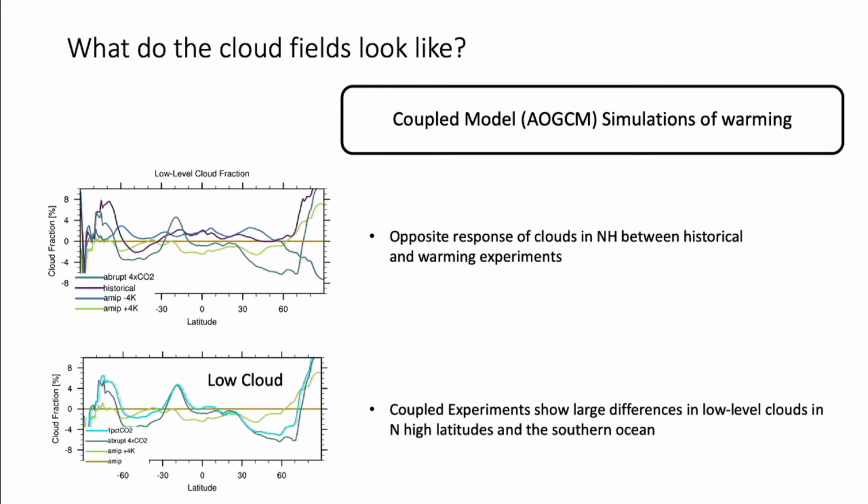So what this does is it helps to explain what's often called the pattern effect, where the models don't warm up as much as we think that they should in the last couple of decades. But then when you look at longer-term projections from the climate models, they're really much, much warmer than we would infer from the observations. And this is showing that there's a pretty dramatic difference in the low-level clouds between those two different experiments.